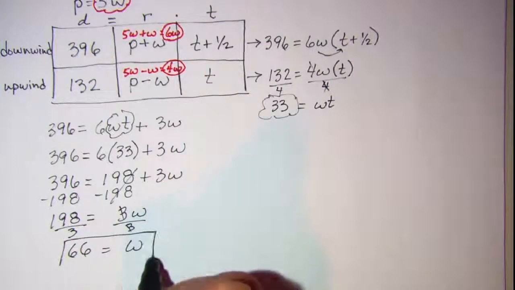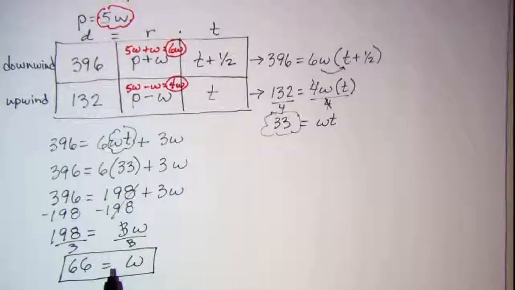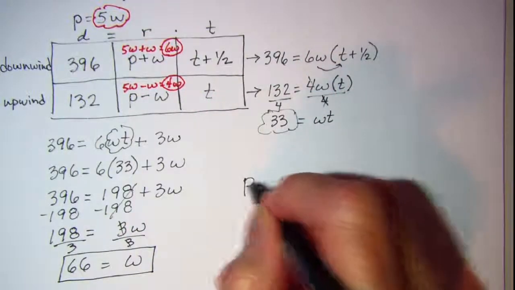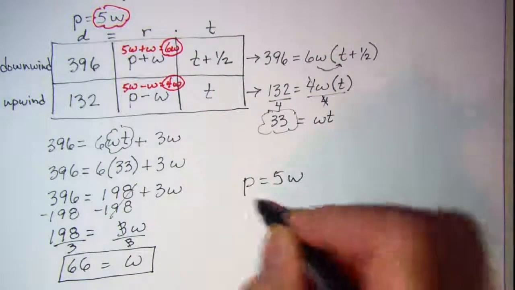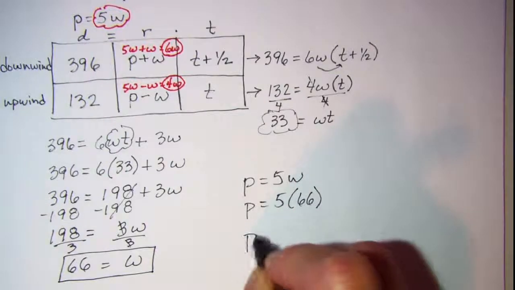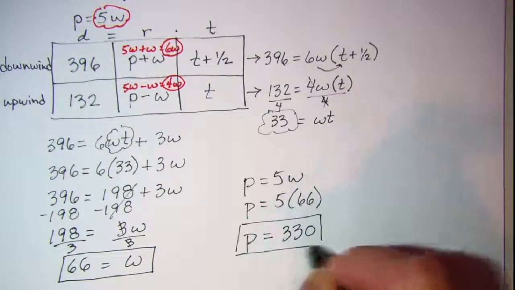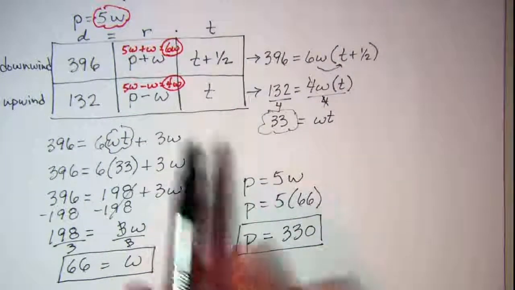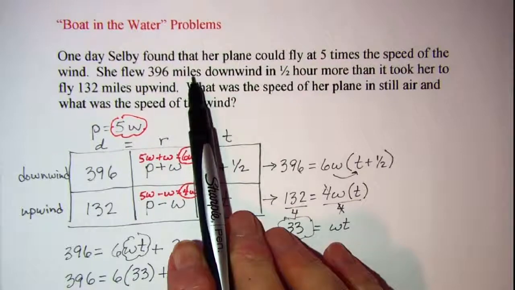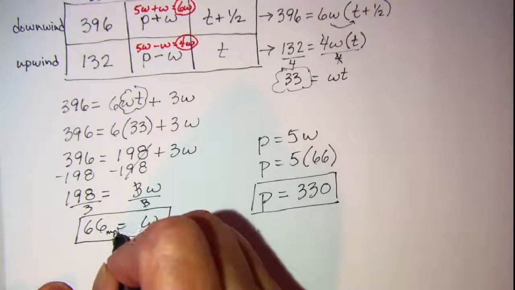Now this is the speed of my wind. I can put that 66 back into this first equation that I wrote. p equals 5w, and so p is equal to 5 times 66. The speed of my plane is 330. Now if we need the units put on these, since my problem deals with miles and hours, my speed is going to be miles per hour on both of these.